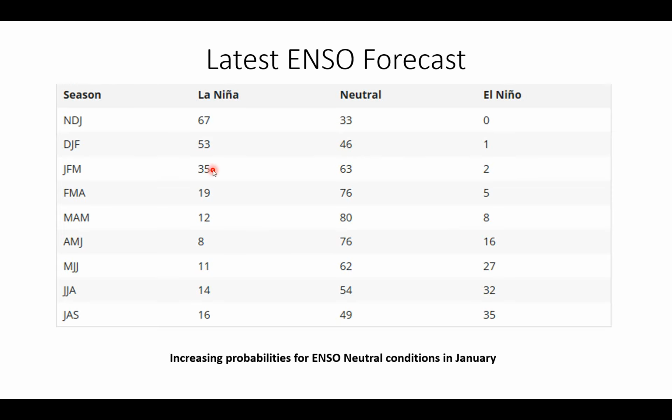And then by the time we get to January, February, March, La Nina probability has decreased all the way down to 35%, while ENSO neutral has really risen to 63%. So this again is where I'm expecting that transition, and definitely by February. I mean, look at this: 19% probability of La Nina, and 76% for ENSO neutral conditions. So there are increasing probabilities for ENSO neutral conditions, definitely beginning in January.